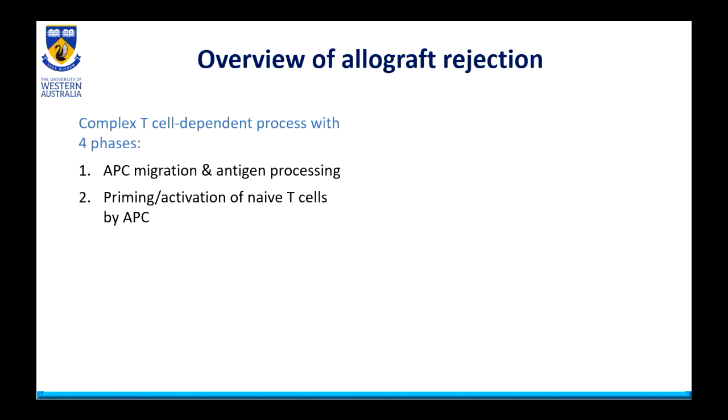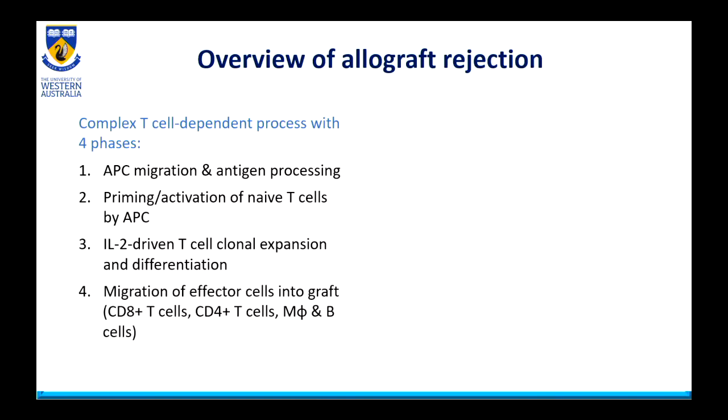You then get priming or activation of those naive T cells by the antigen presenting cell. IL-2 driven T cell clonal expansion and differentiation. And then you get migration of the effector cells into the allograft itself, into that graft. You get your CD8 cells, your CD4 T cells, macrophages, B cells, etc.